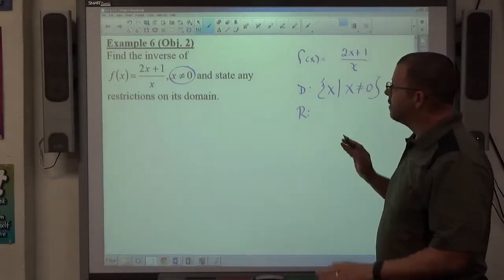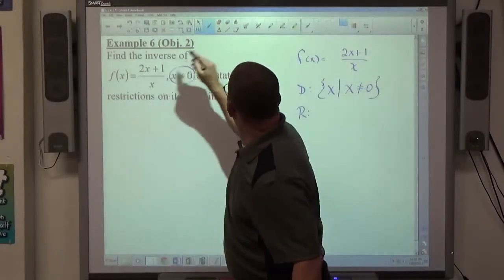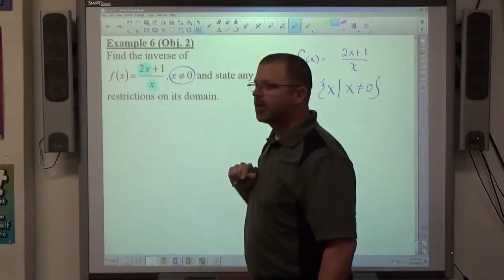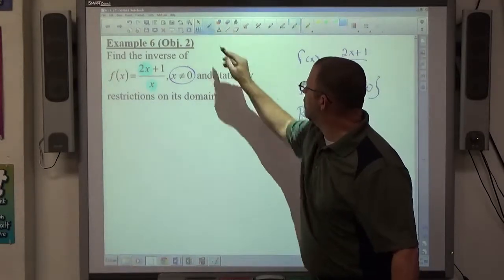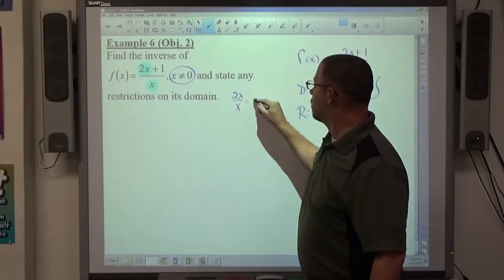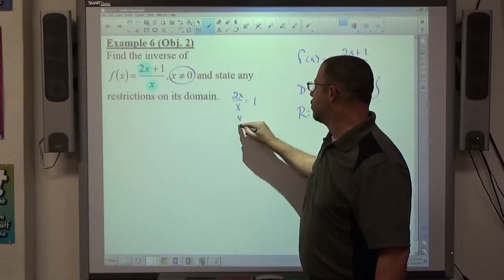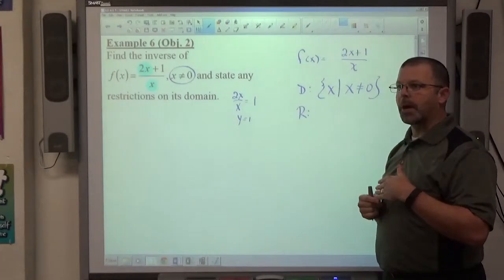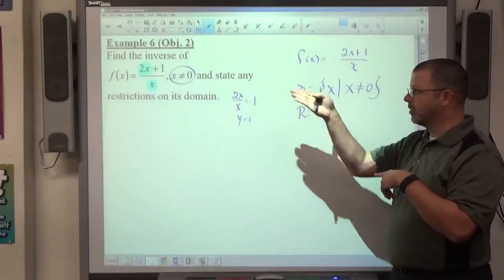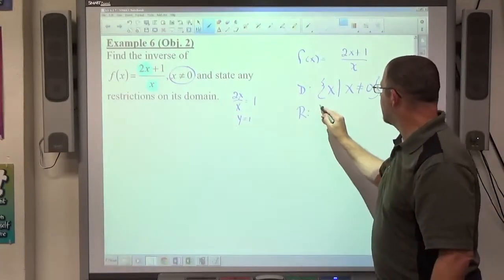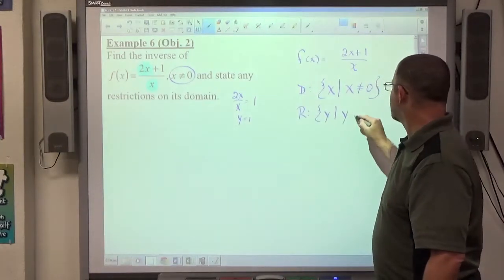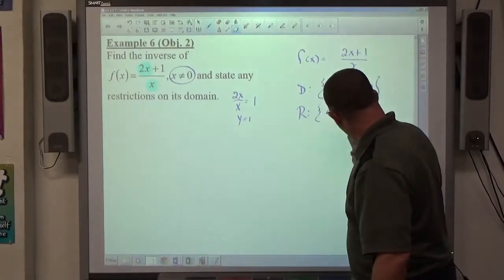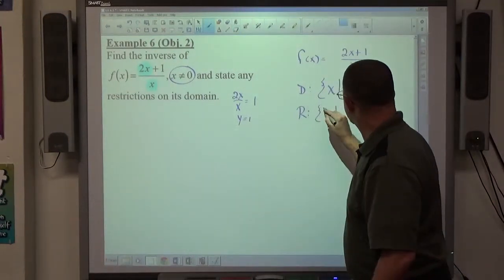So if you take a look at this, the highest power term on top is 2x to the first, the highest power term on the bottom is x to the first. If we divide those two, 2x over x, it equals 1, right? So y equals 1 is the horizontal asymptote, and y is not allowed to equal 1 because that's what's going to happen here. So the range is the set of all y such that y does not equal 1. Or actually f of x, it's really technical here.